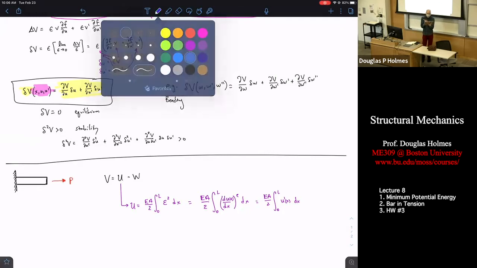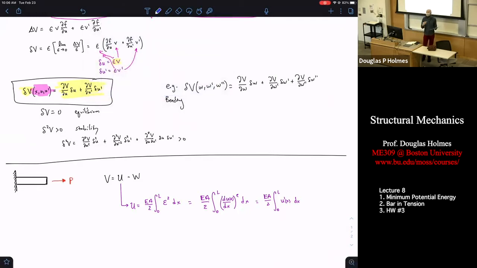Now, in this case, our work is really trivial. We don't have any force distributed along the length of the beam. Nothing depends on position for our work. We just have force applied at a single point. So there's no integral to be done here. We just need to say that our work is simply the force times the displacement at a point. It's the displacement u at the point L.